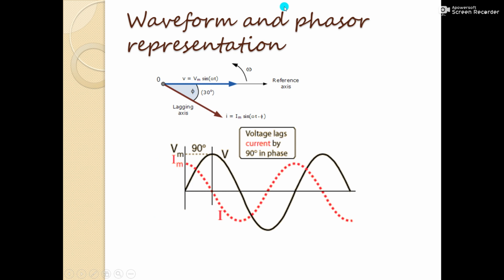So the same is shown in the phasor representation, where you will see this is the reference axis and current lags voltage by an angle 30 degree. So the same is shown in the waveform. Here the voltage lags current by 90 degree.